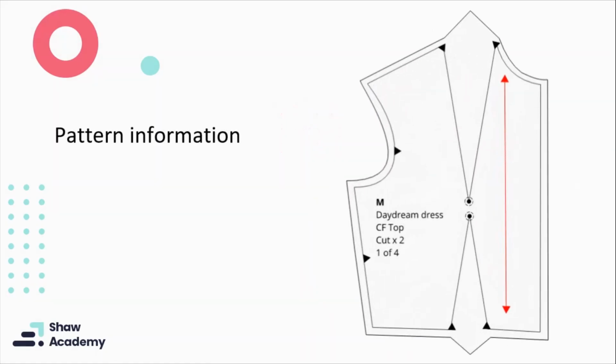Please also pay attention to all of the other important information like the pattern symbols. As you can see, we have our bust point marked with a drill hole, our notches to indicate the darts, the armhole and the side seam, and the very important, hard to miss red grain line.